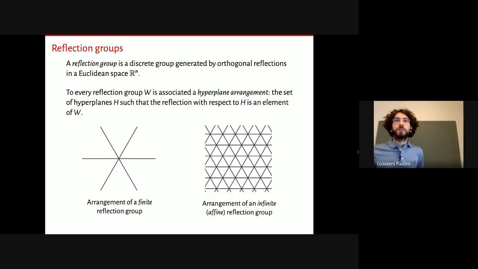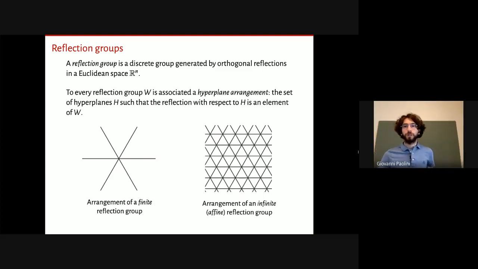On the left, you can see the line arrangement of a finite reflection group. This is a reflection group which is generated by three reflections with respect to the three lines that you can see. And the group is finite. In fact, it is the group of symmetries of an equilateral triangle. It consists of the identity, three reflections, and two rotations. It has order 6.